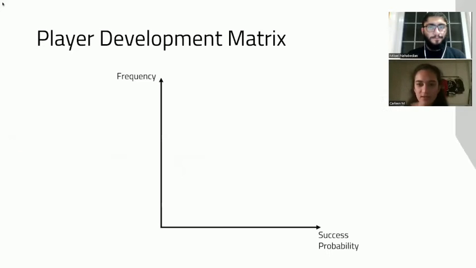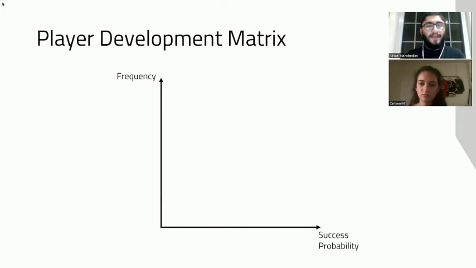So yeah, this is the success probability that we'll be talking about. Now that we've explained SARAH models 1 and 2, let's talk about how they can be used and leveraged in a player development context.